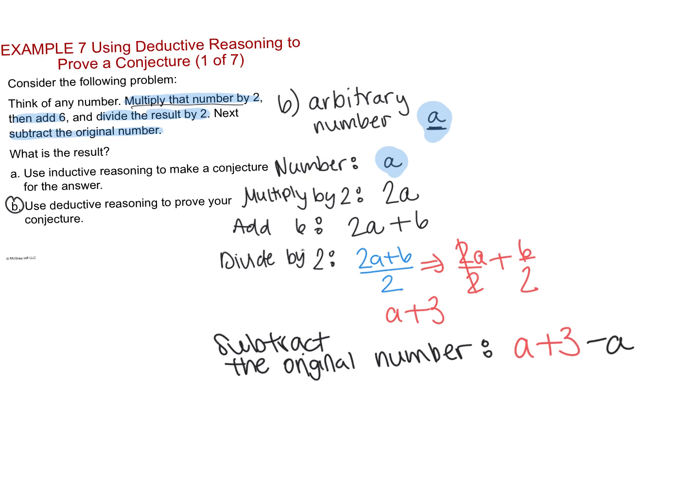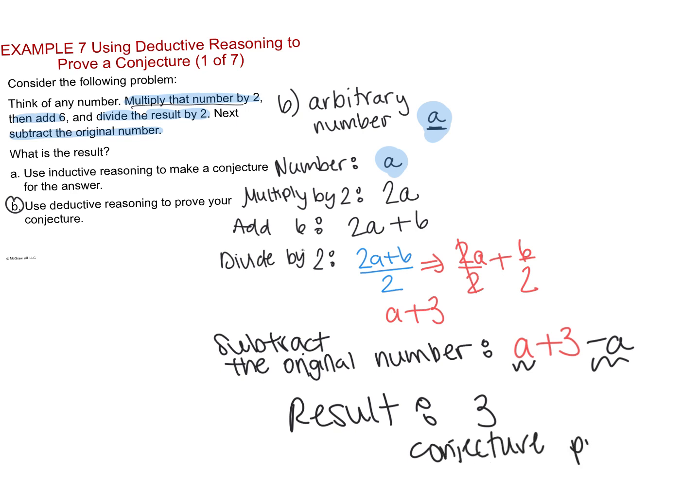And when we do that, look what happens. We end up with our result is 3, right? Because the positive A minus A cancels the A's out, and we just have 3. Now we know for sure that the result will always be 3, and our conjecture has been proved. That's exciting. That means that you could put any number in there and it would always work because we were able to prove it using deductive reasoning.